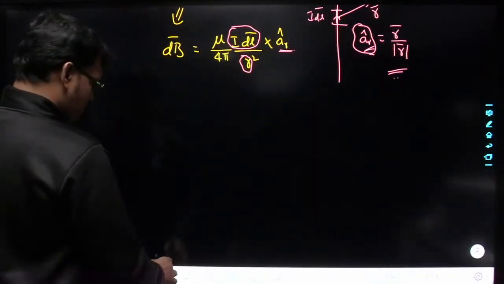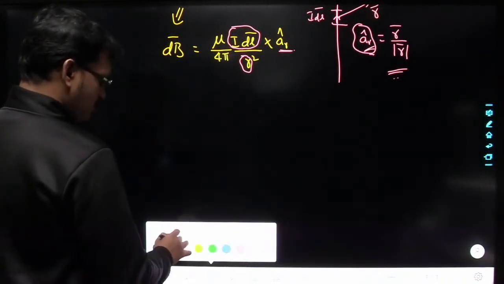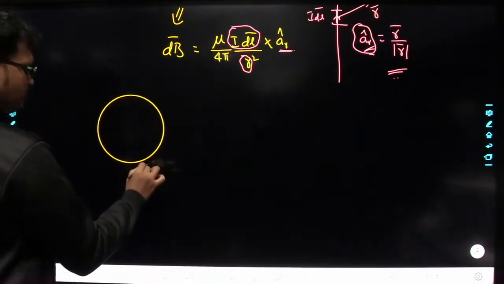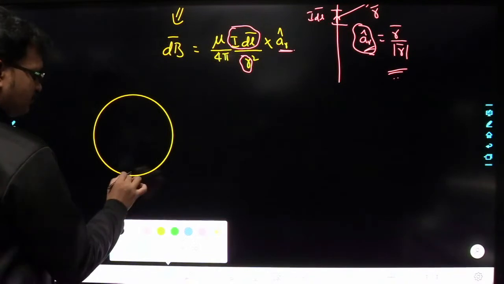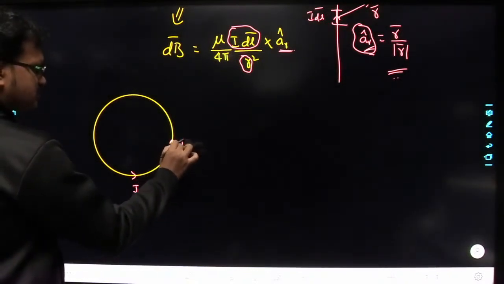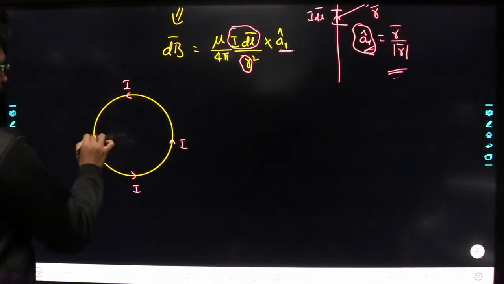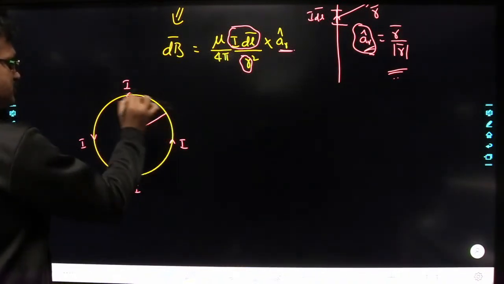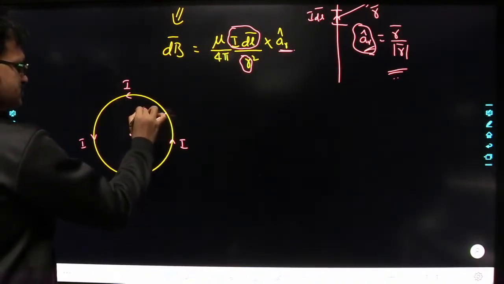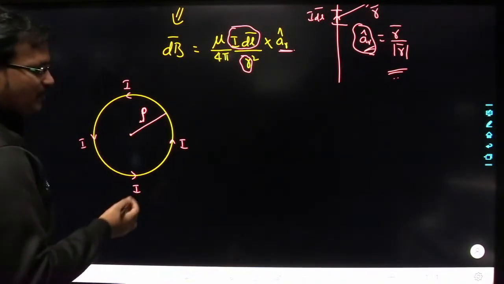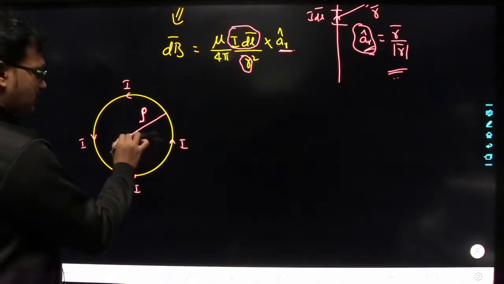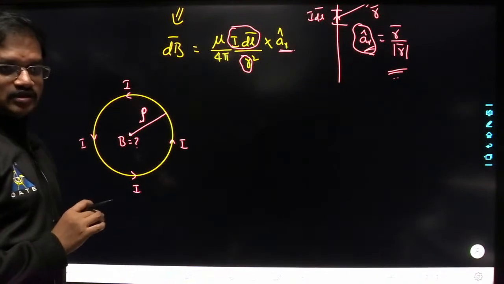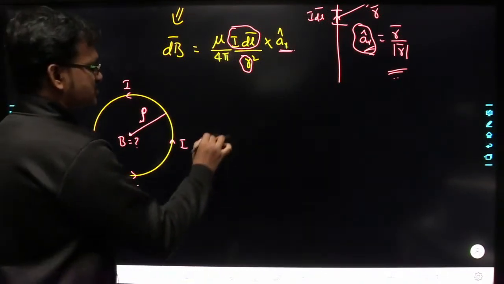So for the circular loop, what is the expression we got here? If we consider a circular loop, and if the current is flowing in anti-clockwise direction like this, let us say the radius of this circular loop is rho. So we have applied Biot and Savart's law in order to determine the B field at the center of this circular loop. Yes or no? So what is the expression for the B field we got here?